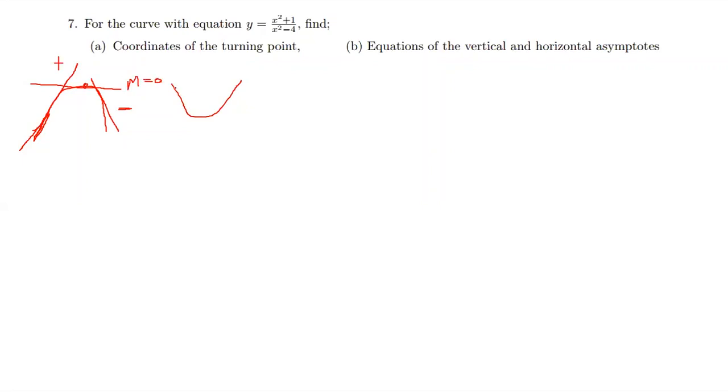Same applies to this one. When you draw a straight line like that, your gradient will be negative, and when you draw a straight line like that, your gradient will be positive. But at this point where the curve is turning, we have a straight line. Here, the gradient is equal to 0.